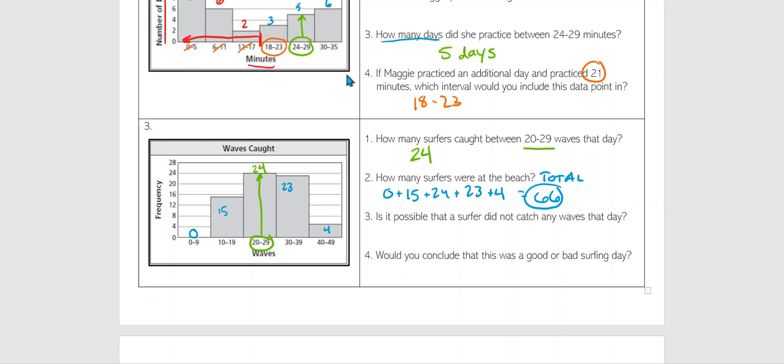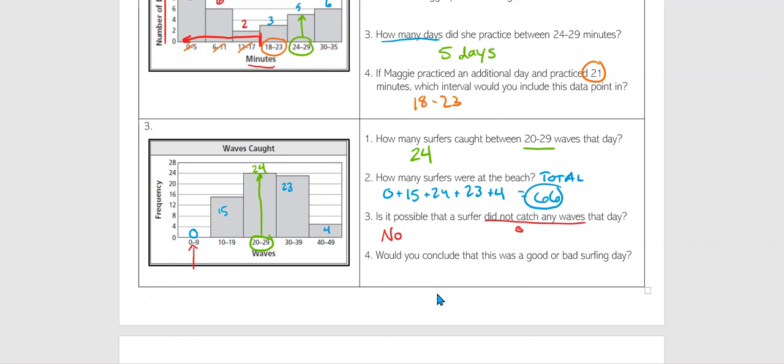Our next question says, is it possible that a surfer did not catch any waves that day? And if we look, did not catch any waves would be 0. If we look here, there's nobody in our 0 to 9 interval. So the answer here is no, nobody had a 0.